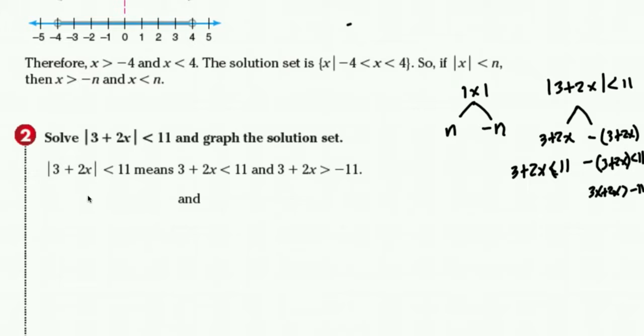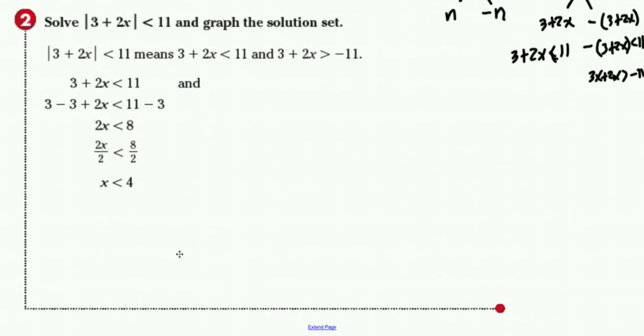So let's consider the absolute value of 3x plus 2 less than 11, and let's consider the first one: 3x plus 2 is less than 11. We want to solve for x. We subtract 2 from both sides, and we end up with 3x is less than 9, and divide both sides by 3. You have x is less than 3.